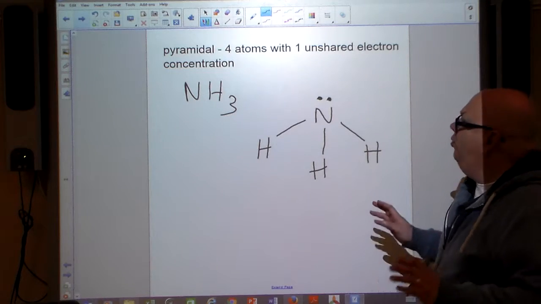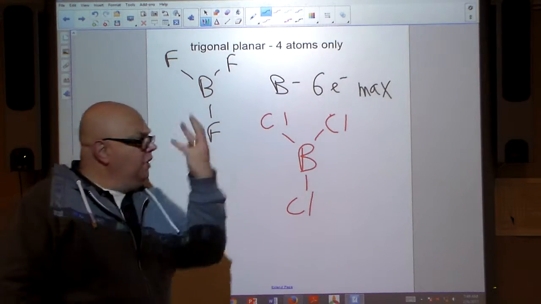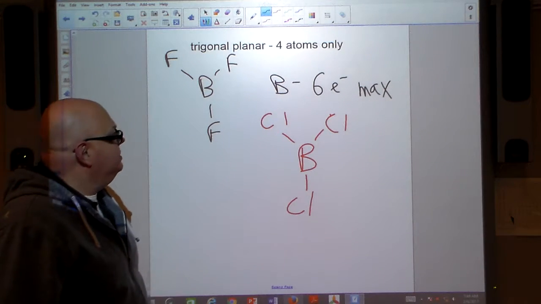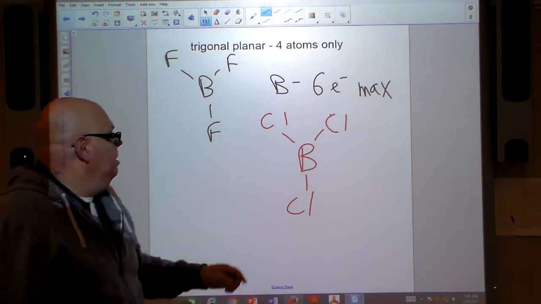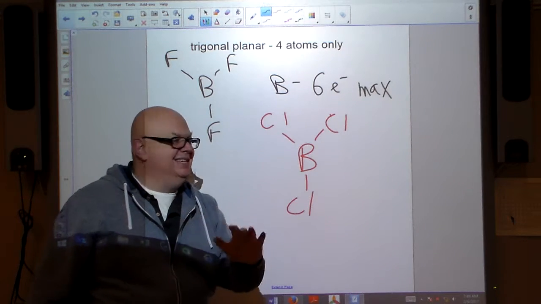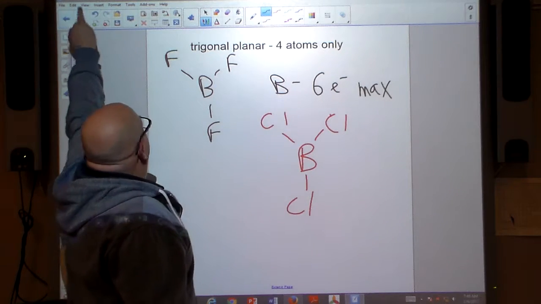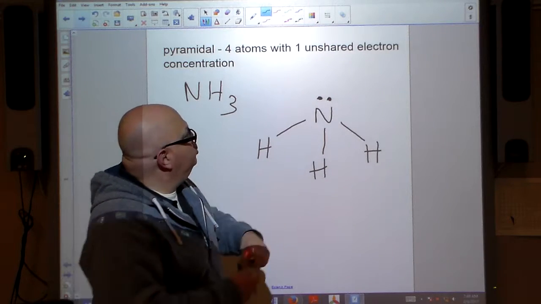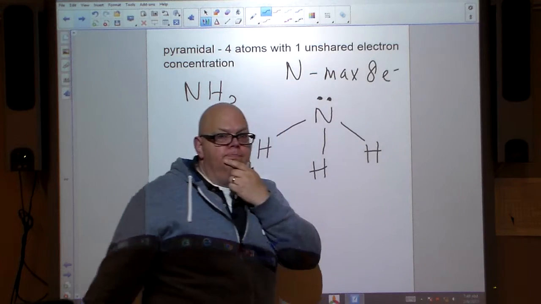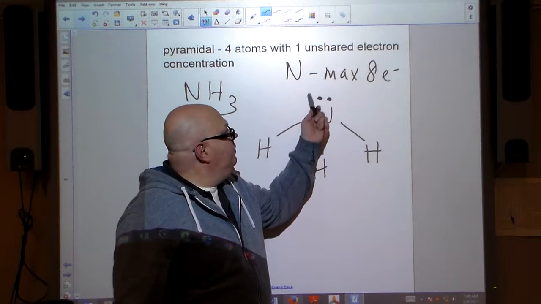Now some of you might be thinking, but wait a minute, how is this different from here? Because you've got 4 atoms, it's either going to be trigonal planar or it's going to be pyramidal, but I can't tell the difference. You can tell the difference. Because here, boron, in this case here, has 6 electrons maximum. That's it. So that means there's no unshared electron concentrations out here. Here, nitrogen, max of 8 electrons. Now that's a very important thing. Nitrogen has a maximum of 8 electrons to it. So here we have an unshared pair.